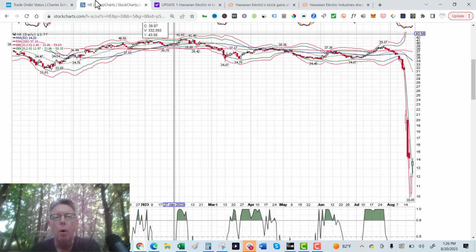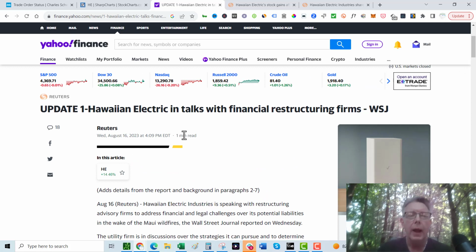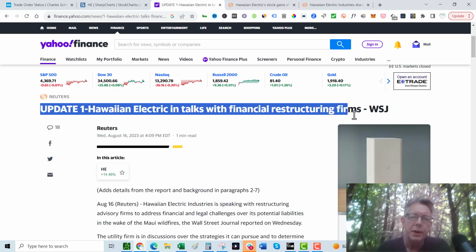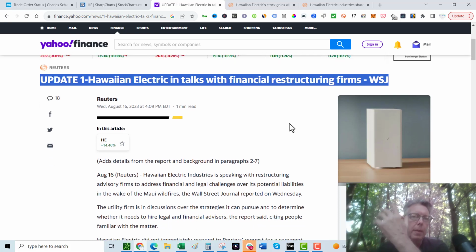Fast forward to later that day, the Wall Street Journal comes out and says that Hawaiian Electric is in talks with financial restructuring firms. This is distributed by Reuters, but the author was initially the Wall Street Journal, as you can see here. Now, I had members that were in this trade with me because I bought it from my big trading account. We still have a position. We have naked puts at the 10 strike. We also had a long call spread, and I could do that in an account because that's greater than $25,000. And I also bought some shares in my retirement account, and I still have those.